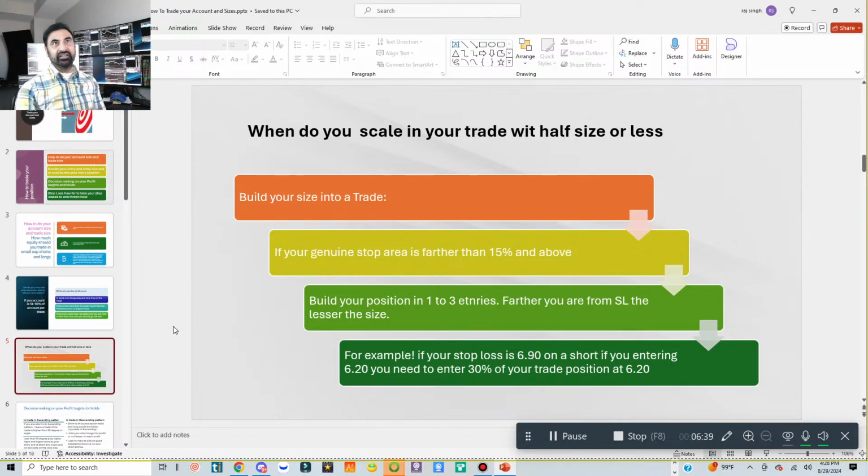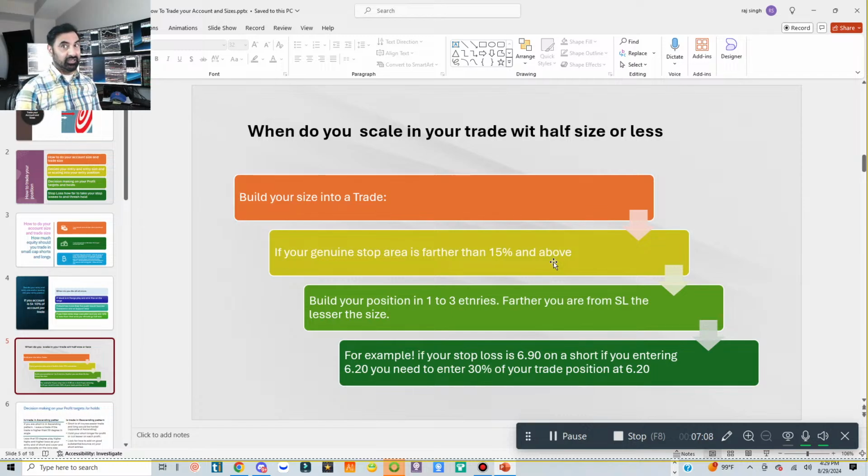Now the next one is, when do you scale into your trade with half size or less? Why do we scale in? Build your size into a trade if your genuine stop area is farther than 15%. I just said, if it's 20%, it's pretty far. Because you're going to struggle with the one entry at 20% and you are full.